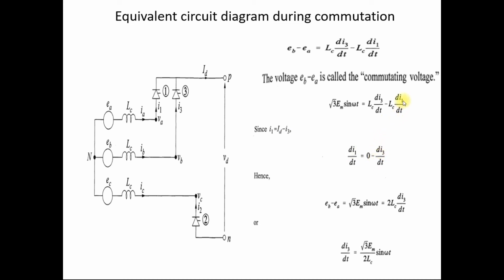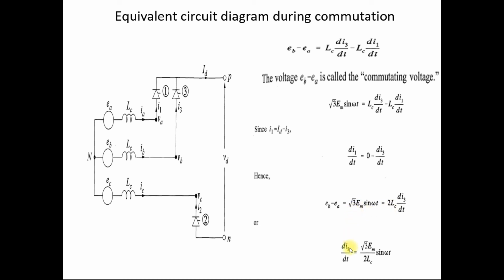Here you can see that in this equation, di1 by dt is replaced by minus di3 by dt. So minus minus becomes plus, and that becomes 2 LC di3 by dt. So the final equation becomes EB minus EA, which is root 3 EM sin omega t, equal to 2 LC di3 by dt. Clear? So di3 by dt from this equation becomes root 3 EM sin omega t divided by 2 LC.